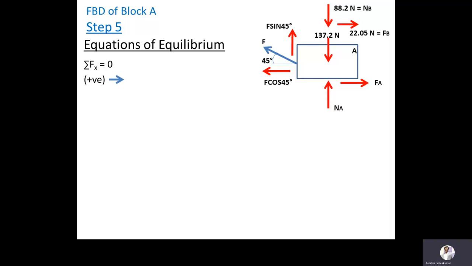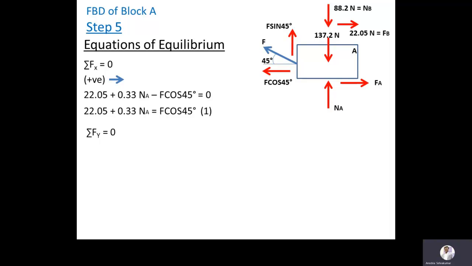We are assuming that the forces acting towards right are considered positive. So FA and FB will be positive and F cos 45 will be negative. So 22.05 plus, FA is equal to mu 1 into NA. If you substitute, that is 0.33 NA you will get for FA. So minus F cos 45 is equal to 0. From that we can write 22.05 plus 0.33 NA is equal to F cos 45 degree. I am assuming that as equation 1.